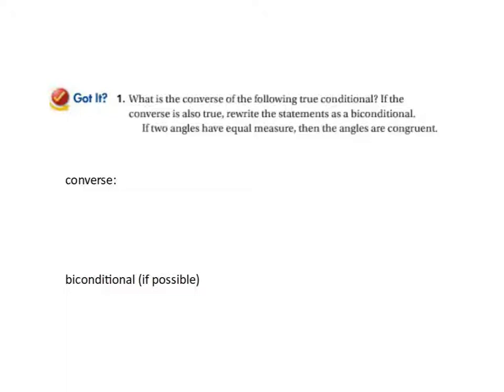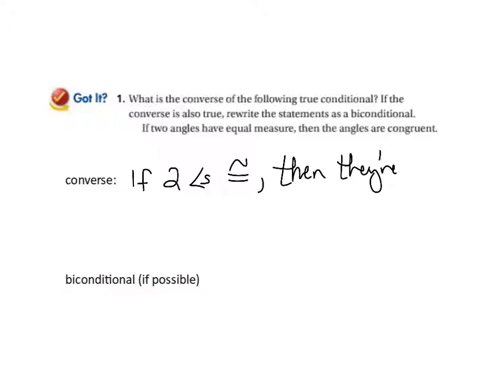So let's practice them. It says, what's the converse of the following true conditional? And if that converse is true, we're going to rewrite it as a biconditional. If two angles have equal measure, then the angles are congruent. All right, I'm going to switch it around. Remember, I'm going to try to abbreviate a bunch here. If two angles are congruent, then they're equal. Is that true?